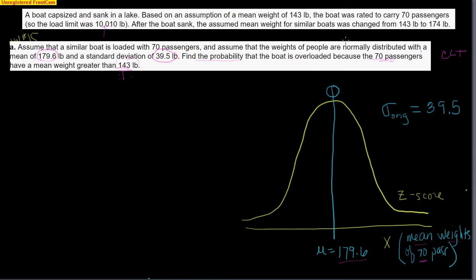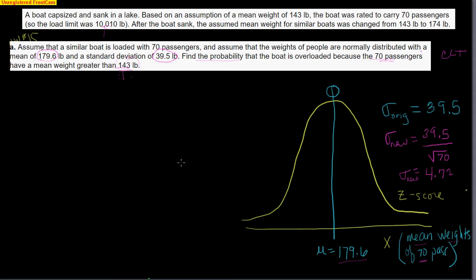What does the central limit theorem tell us? It tells us that the standard deviation changes. The mean stays the same, but the standard deviation will change. In fact, let's quickly figure out that new standard deviation. It's going to equal the original standard deviation of 39.5 divided by the square root of our group size, which is 70, right? If you punch that into your calculator, you're going to get a new standard deviation of 4.72. All right, so that's the actual standard deviation we're going to use for this problem.